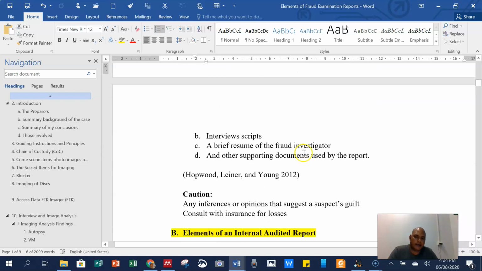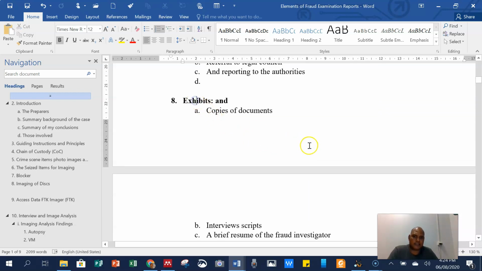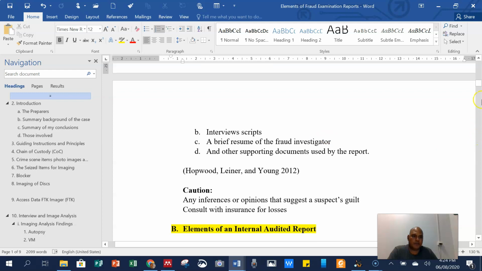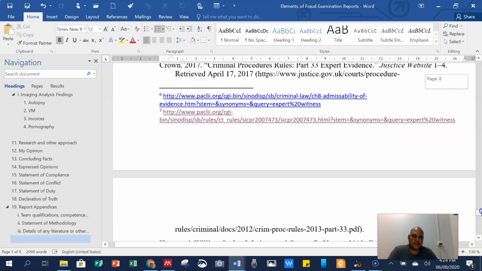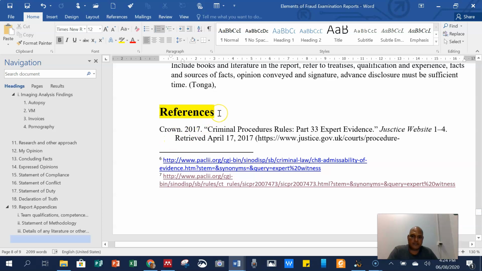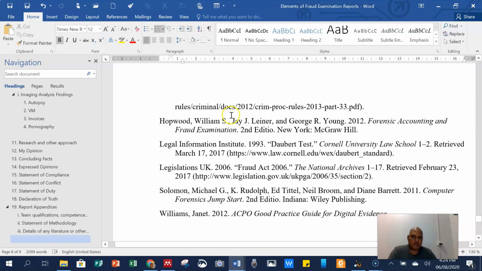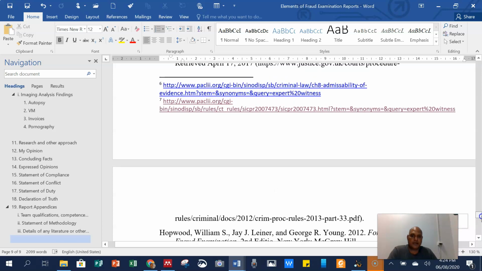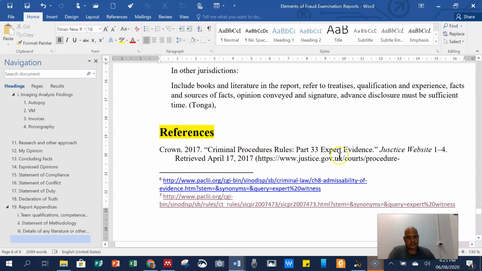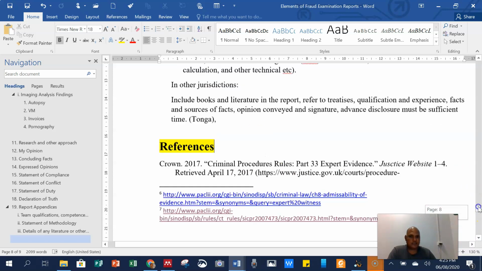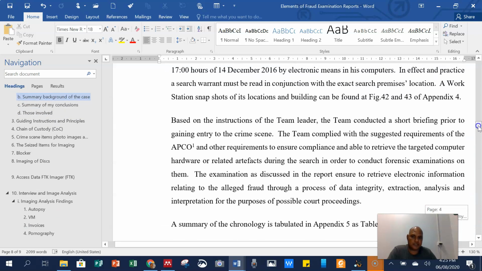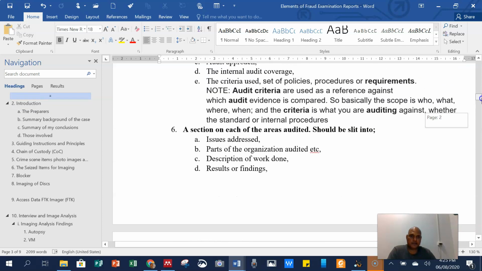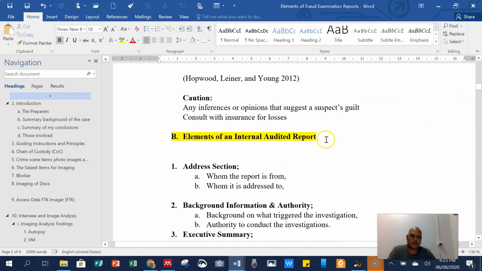So I should add, in terms of the exhibits, after the exhibits we should put something like the references. As I detailed in the last page of this presentation, references are very important. So here, this is an example of references captured as part of your work. So I think there should be a section that details the references in the last section of the report. So that was it about the internal fraud examination report. So the other one is the internal audit report.